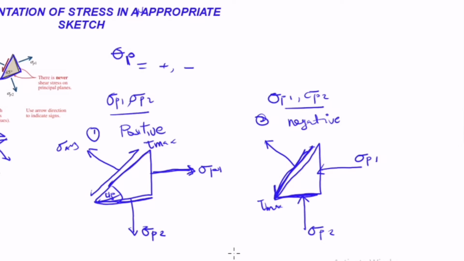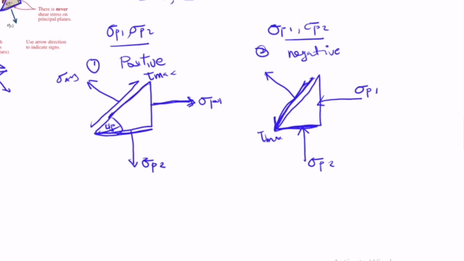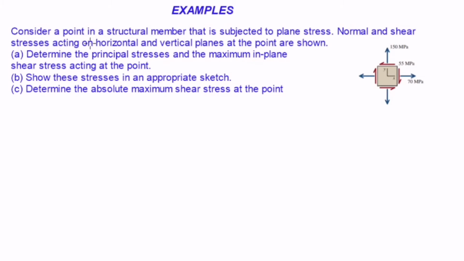So in that case, let's take some example for us to solve and see how we're going to do it. So in this example, we are asked to determine the principal stresses and the maximum in-plane shear stress acting at the point using this stated element. And also we should show these stresses in an appropriate sketch and determine the absolute maximum shear stress at the point. So in this case, what we need to do is that we have our rotated element and we should get some values from it because we have the x and y stresses and have the shear stress in x and y direction. So let's go.